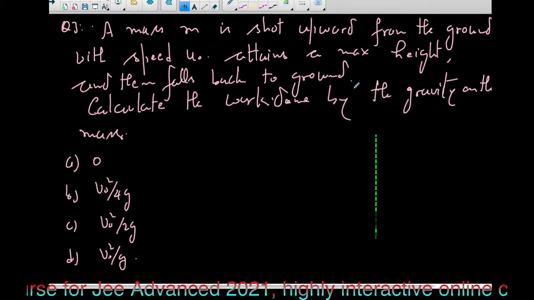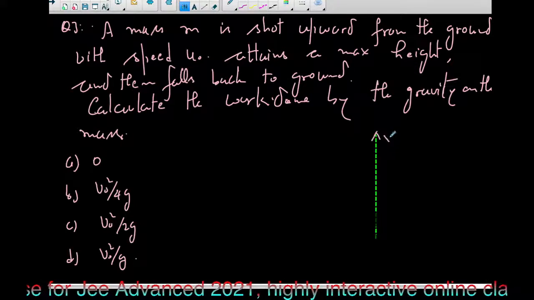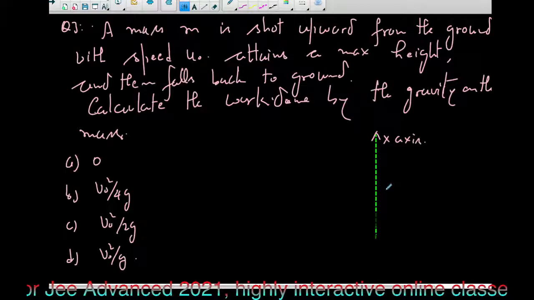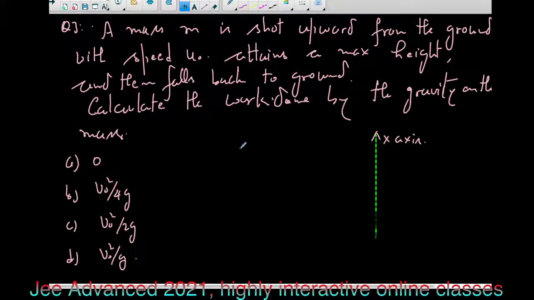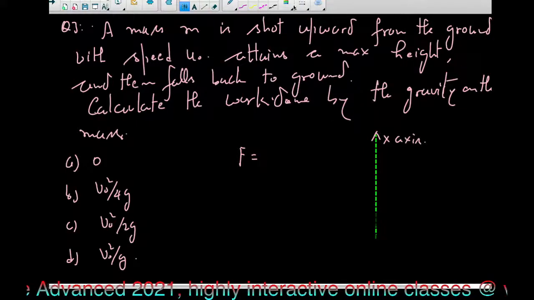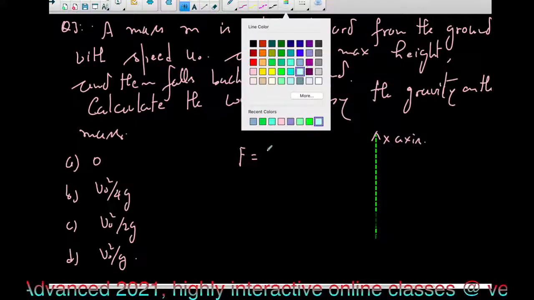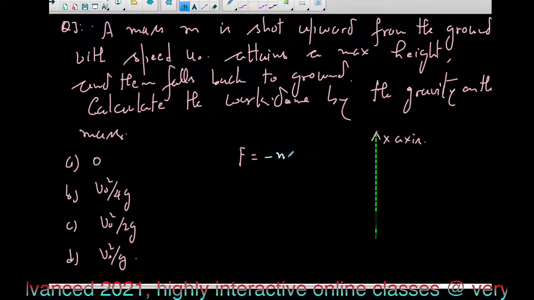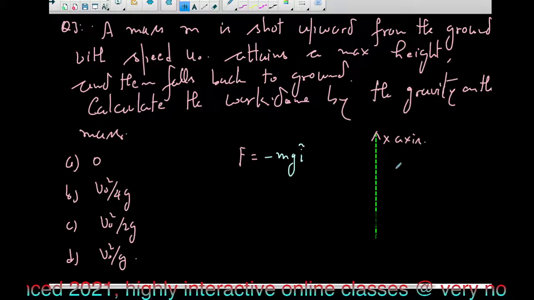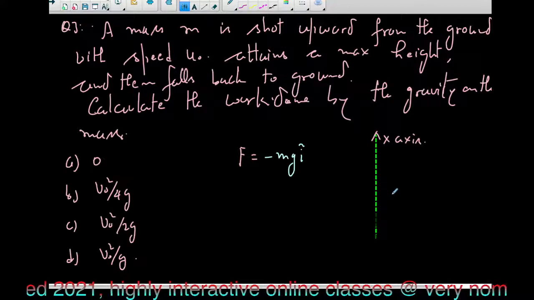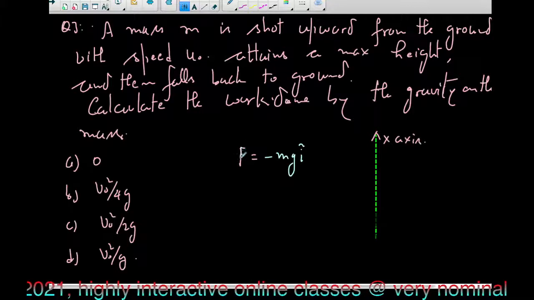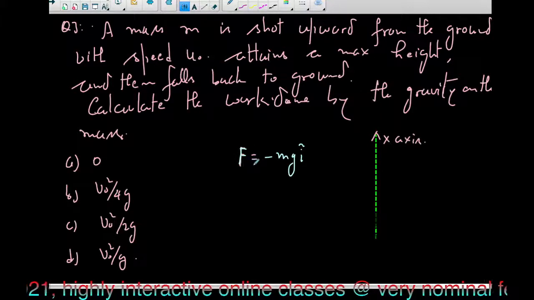The x-axis is upward, right? So what is the force on this ball? Force is mass times acceleration, which is minus mg times the unit vector i, because gravity is acting downward. So minus mg i. Is this correct, everybody? Yes, sir. This one is F.